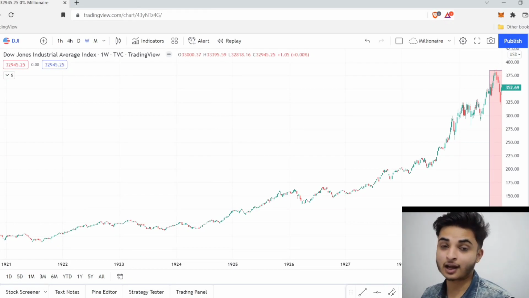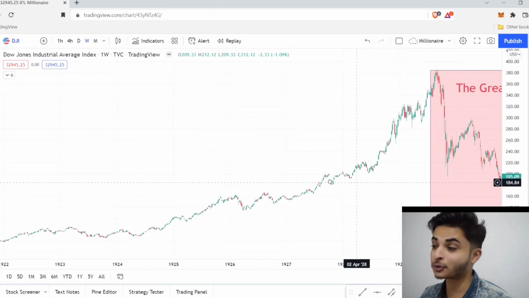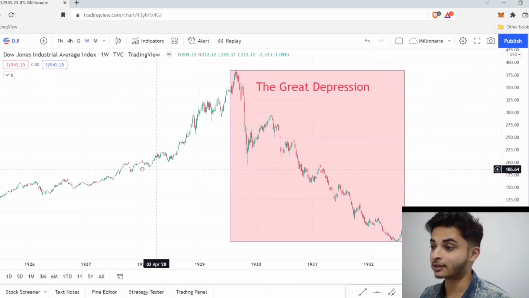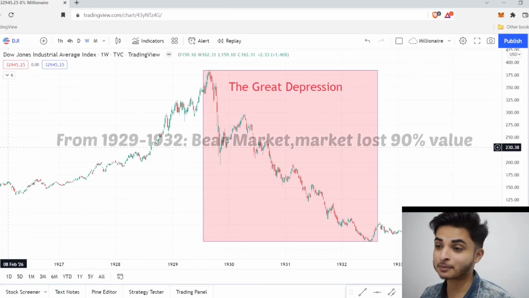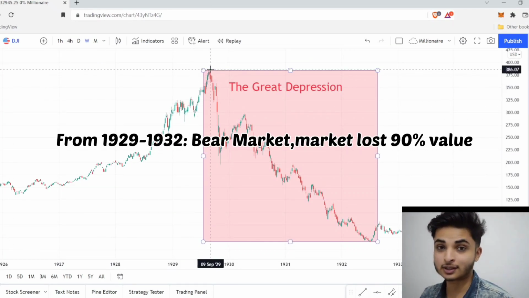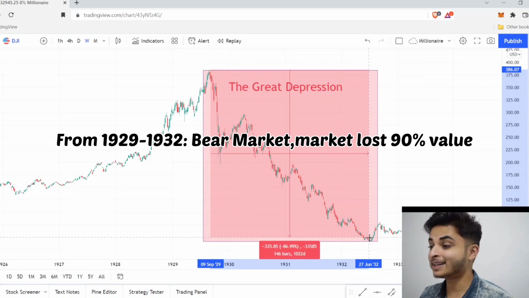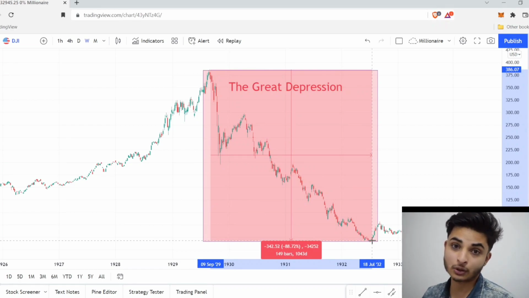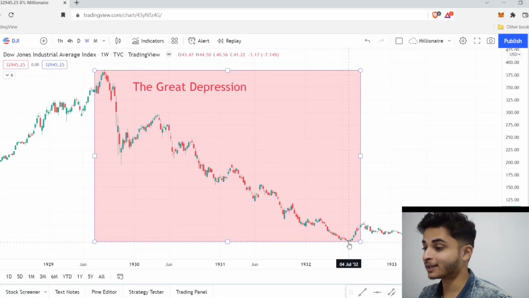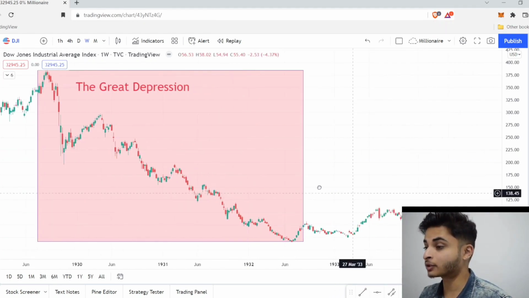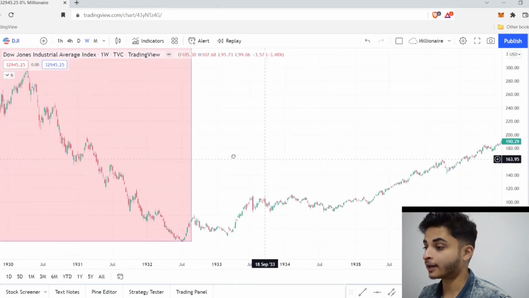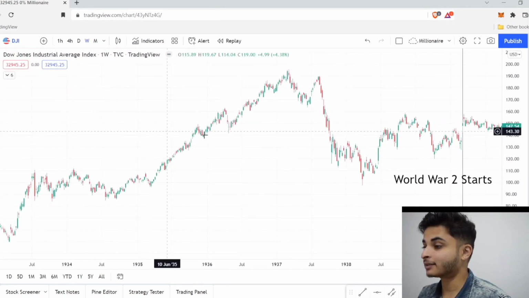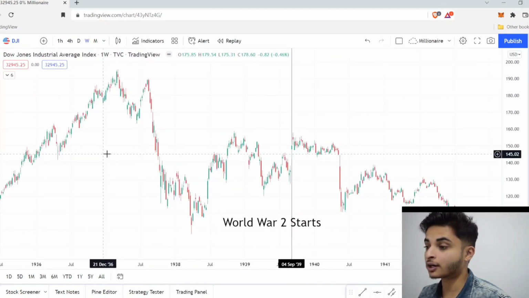In 1929 after 9 years of bull run the bubble would burst and this is what we famously know as the Great Depression. So in 1929 we entered a bear market where the market lost within a span of 3 years 90% of its total value. तो अगर इंडेक्स ने 90% वैल्यू खो दिया है in a span of 3 years, तो think about individual stocks. Making its low in 1932, finally the market would slowly start to recover and 1939 would mark the start of World War II.